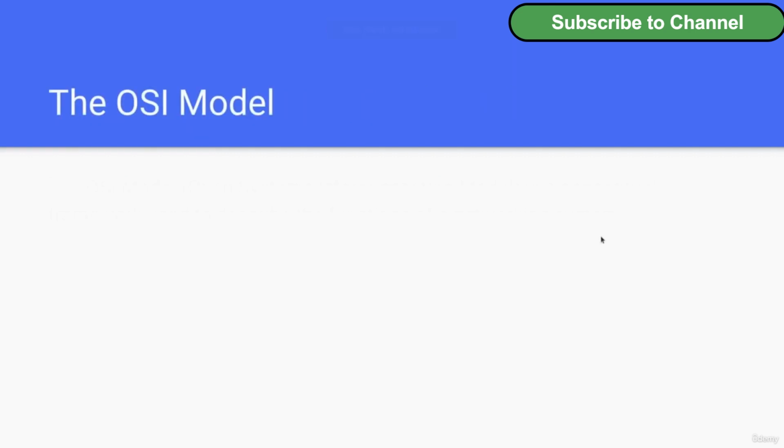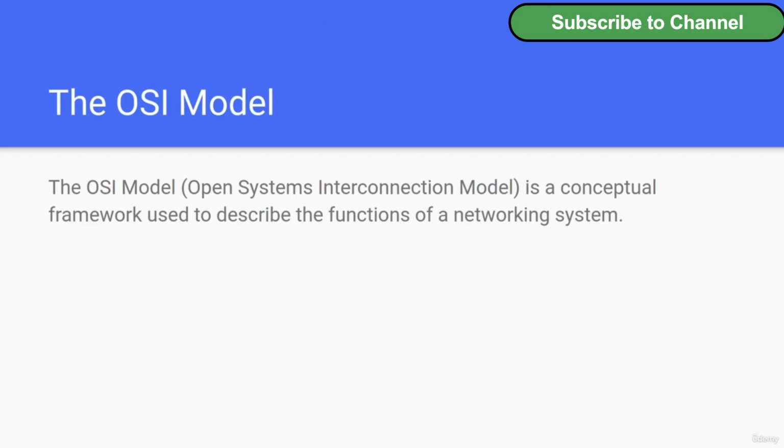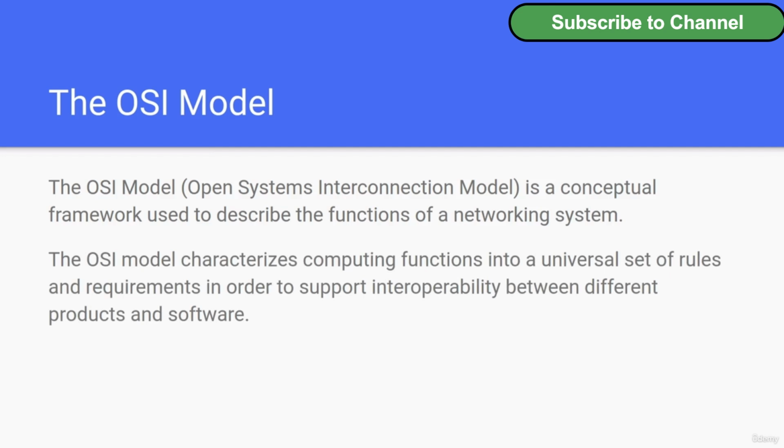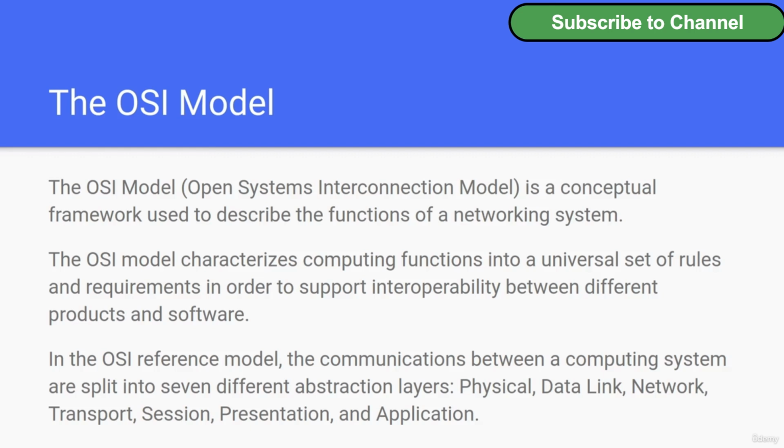The OSI model, which stands for Open Systems Interconnection model, is a conceptual framework used to describe the functions of a networking system. The OSI model characterizes computing functions into a universal set of rules and requirements in order to support interoperability between different products and software. In the OSI reference model, the communications of a computing system are split into 7 different abstraction layers: the physical, data link, network layer, transport layer, session, presentation, and application.